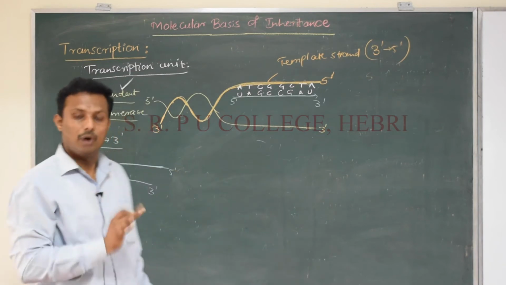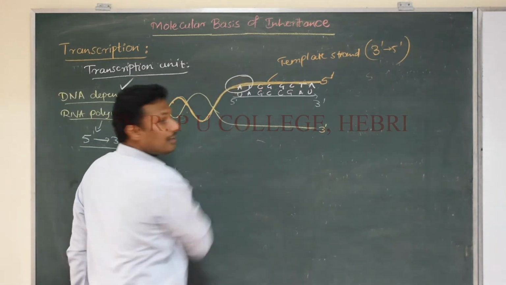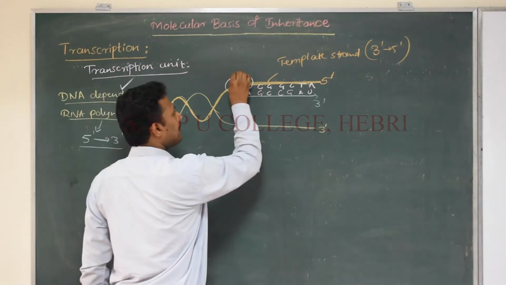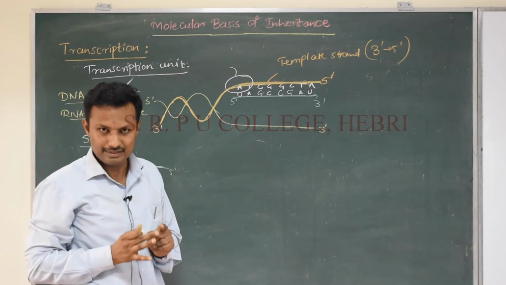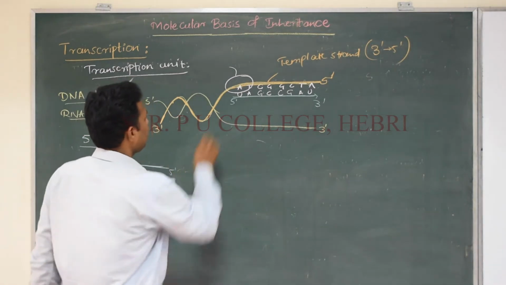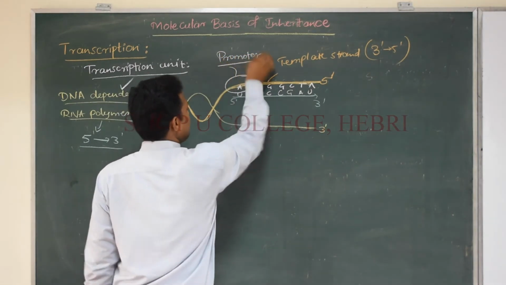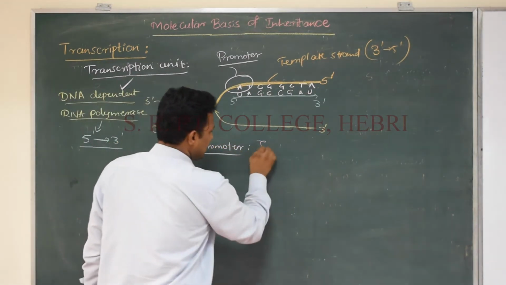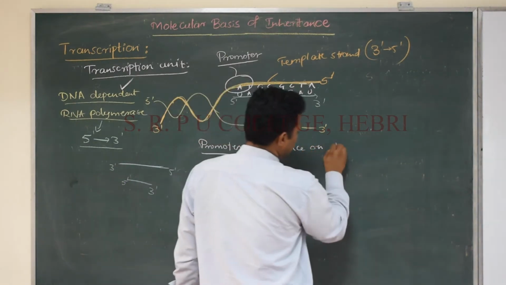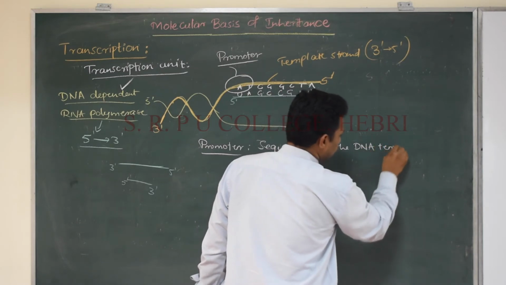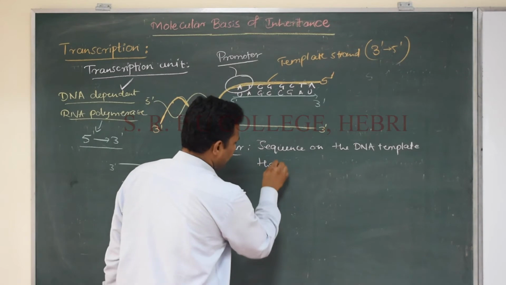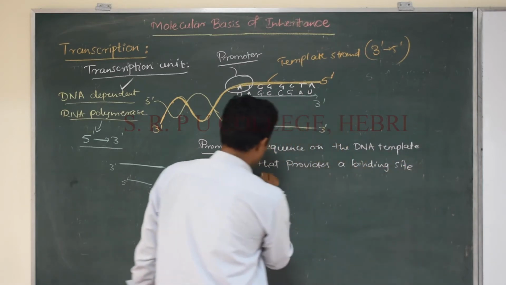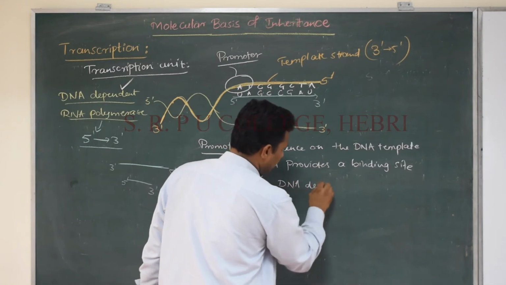Yes, it will require a particular sequence, and the sequence on the template strand which provides the binding site for the DNA dependent RNA polymerase will be called the promoter sequence. That will be called what? Promoter sequence. I'll write it here. Promoter is the sequence on the DNA template that provides a binding site for DNA dependent RNA polymerase.